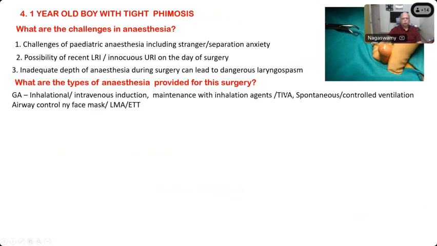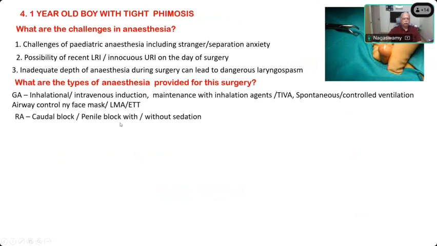Okay, so there are choices of induction with inhalational or intravenous injection, maintenance with inhalation agents or all doses of IV agents, spontaneous versus controlled ventilation. So controlled ventilation is usually for the marathon surgeon who may do a circumcision for 1.5 hours. Such people you have to better control ventilation. So you must know the ability of your surgeon also as an anesthesiologist. And the airway control may be with the face mask, LMA or ETT.